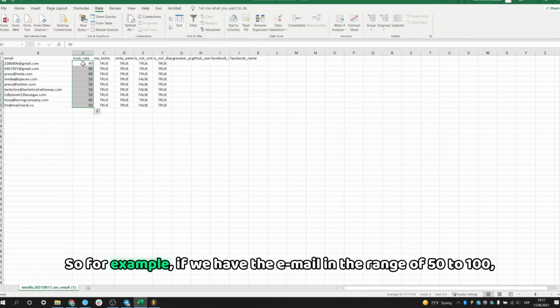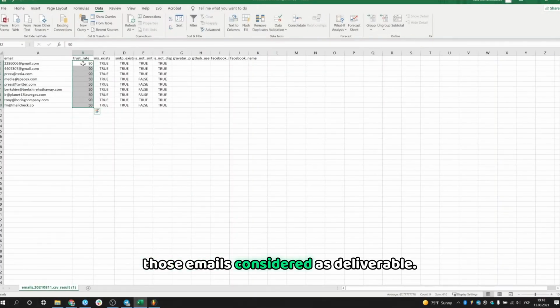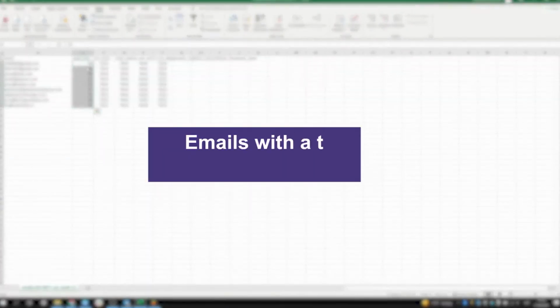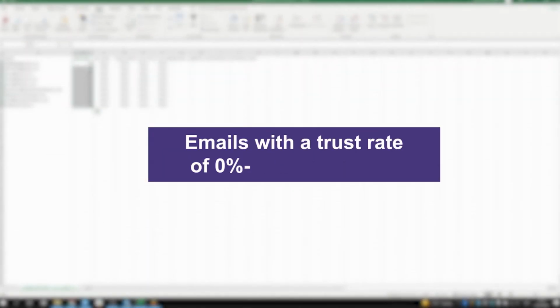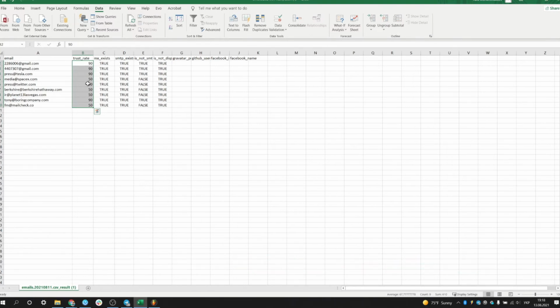So, for example, if we have the email in the range of 50 to 100, those emails are considered as deliverable. So basically here we have all of the emails valid and ready to use.